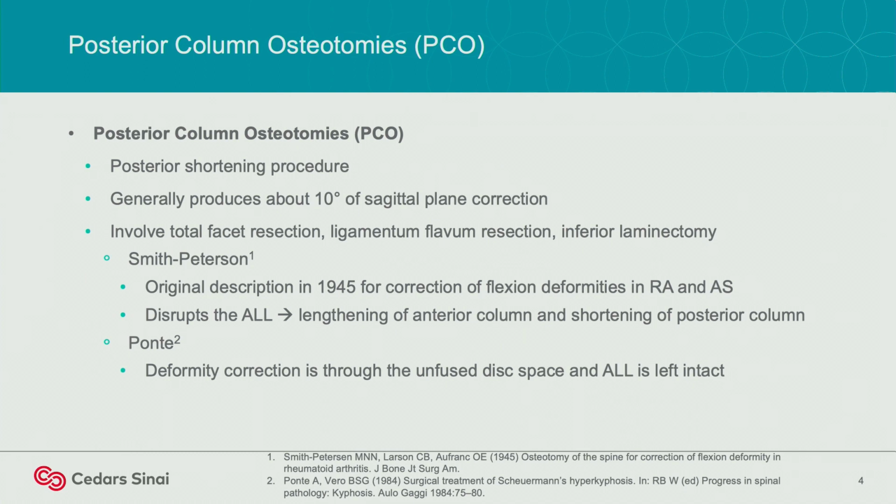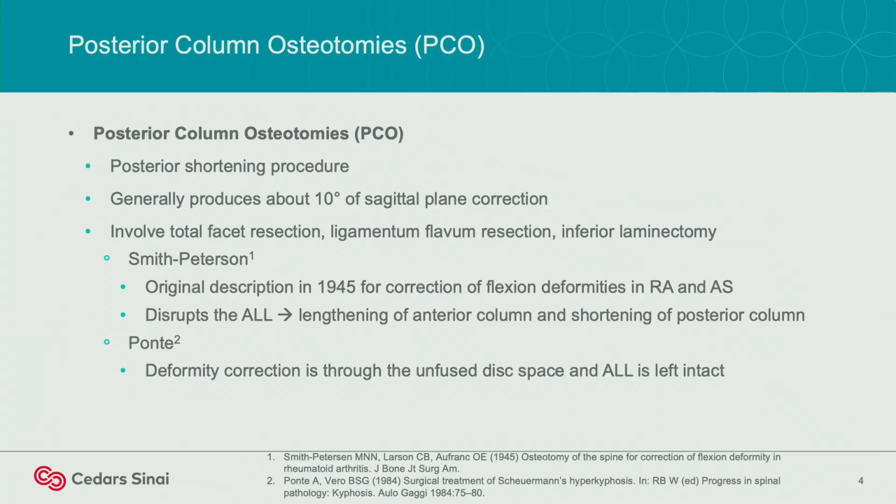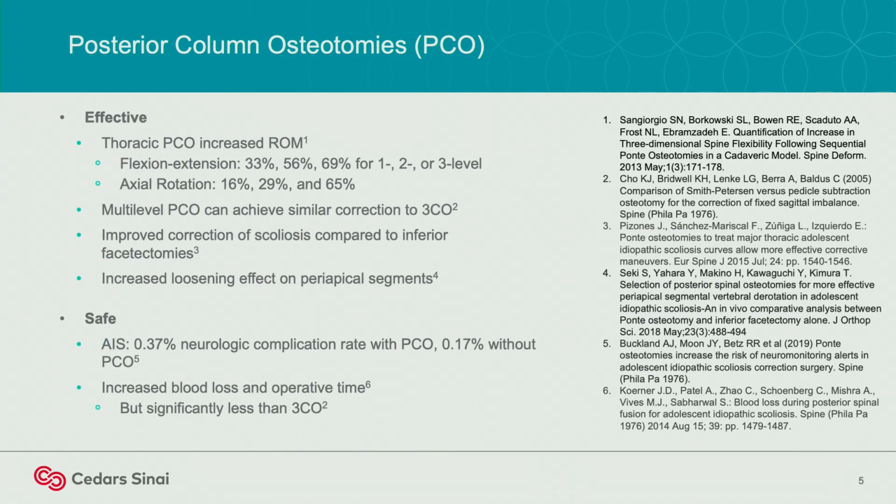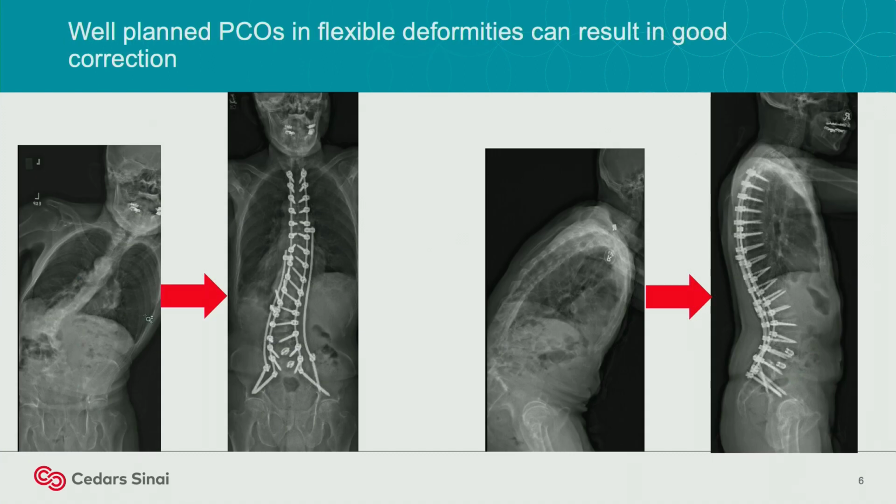So posterior column osteotomies are posterior shortening procedures, generally about 10 degrees of sagittal plane correction, though oftentimes in the thoracic spine, you're going to get significantly less than that. Historically, the Smith-Petersen or Ponte osteotomy as well, kind of used interchangeably. The fact of the matter is they're effective. They increase flexibility of the spine, and they're relatively safe. Low rates of neurologic complication, and especially compared to 3-column osteotomies, significantly less blood loss. And with well-planned posterior column osteotomies in flexible deformities, you can get large corrections.